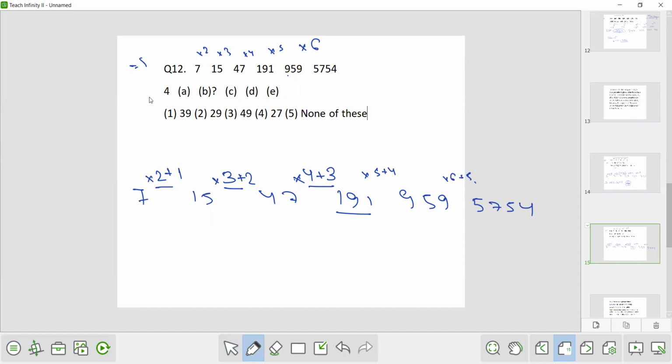Now you will apply the same rule starting with the number 4. So 4 into 2 plus 1, that is 9. A is 9. Then 9 into 3, that is 27 plus 2, that is 29. B is 29. You have to find the B here. So option 2, that is 29, will be your answer.